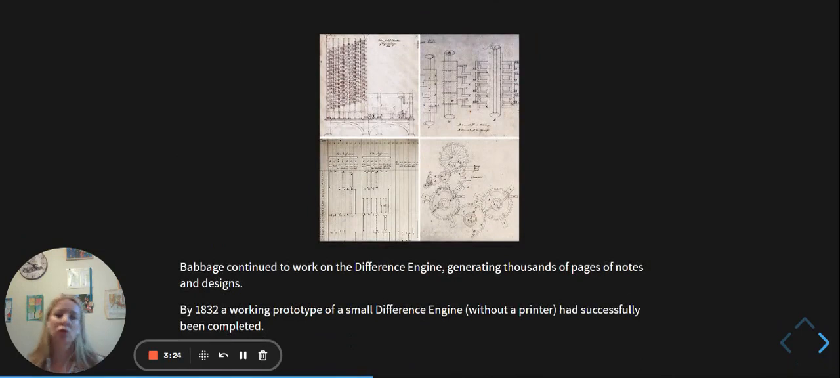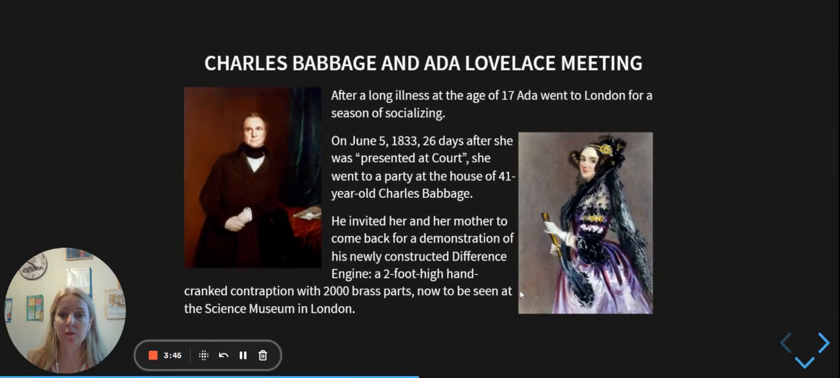Babbage continued to work on the difference engine, generating thousands of pages of notes and designs. By 1832, a working prototype of a small difference engine, but without a printer, had successfully been completed.